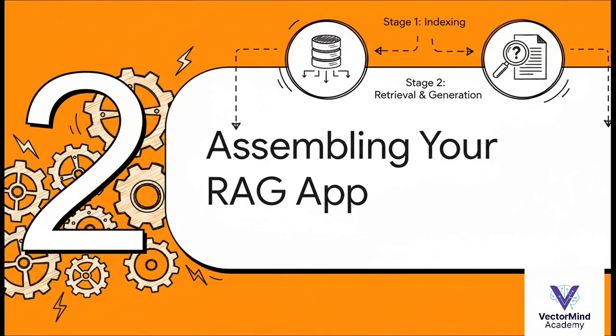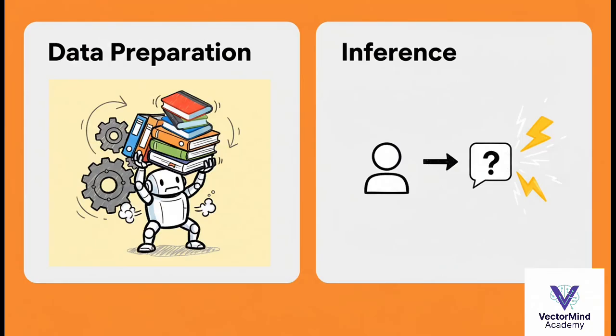Okay, that sounds great in theory, right? But what does it actually take to build one of these things? Well, assembling a RAG application isn't just one step. It really breaks down into two absolutely critical stages. First, there's the data preparation. Think of this as the heavy lifting you do once, up front, to get all your documents ready to be searched. And then there's the live part, the inference stage. This is the magic that happens in real time every single time a user asks a question.